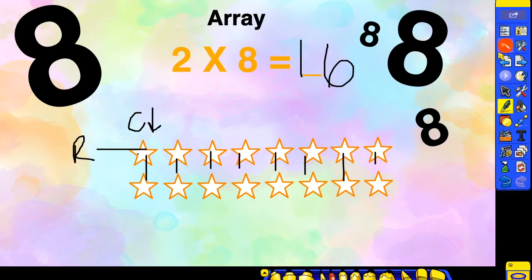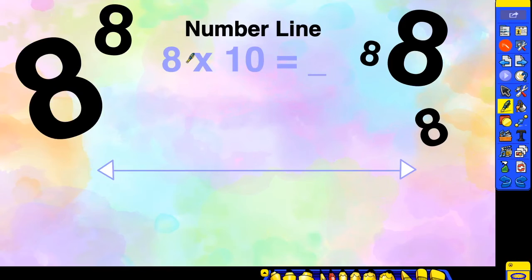That's drawing an array. Once again, it doesn't have to be a star. It can be circles. It can be tally marks. I personally think circles are the easiest to do, or rectangles. You can do a number line, so you can start at 0 and you can do 8 groups of 10, so we're going to count by 10s 8 times. So I'm going to start at 0 and I'm going to say 10, 20, 30, 40.